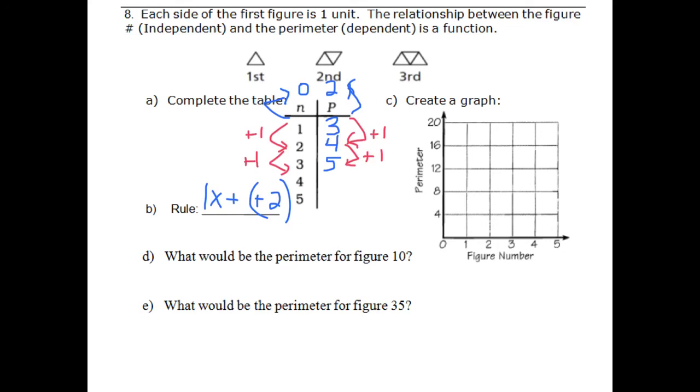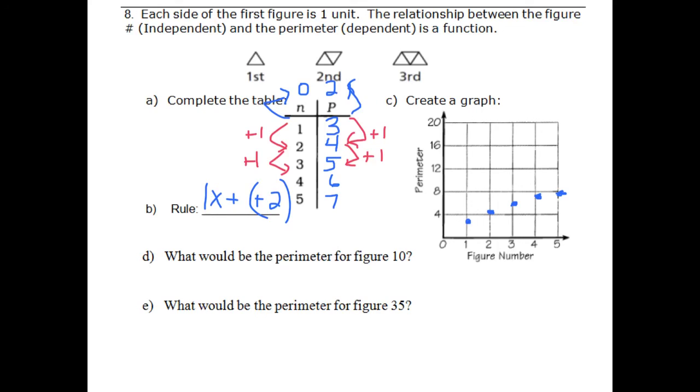Okay, so now we're just going to graph these. So we have 1, 3. It's going to go about right there. We have 2, 4, and we have 3, 5. So I want you to pause the video for a minute and go ahead and fill in the rest of the table and complete the graph.